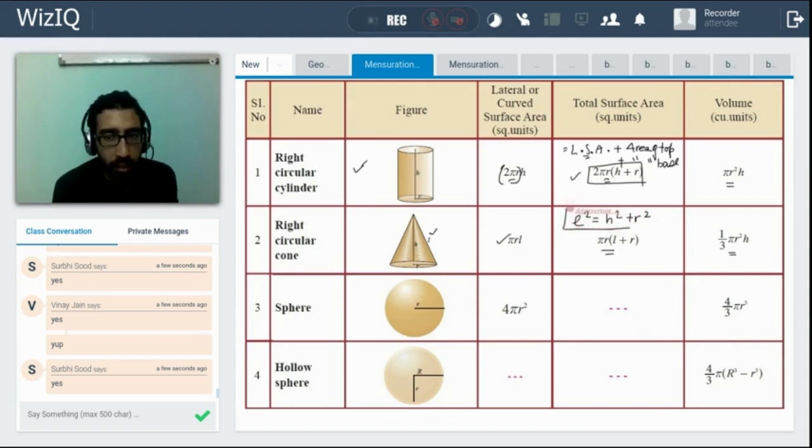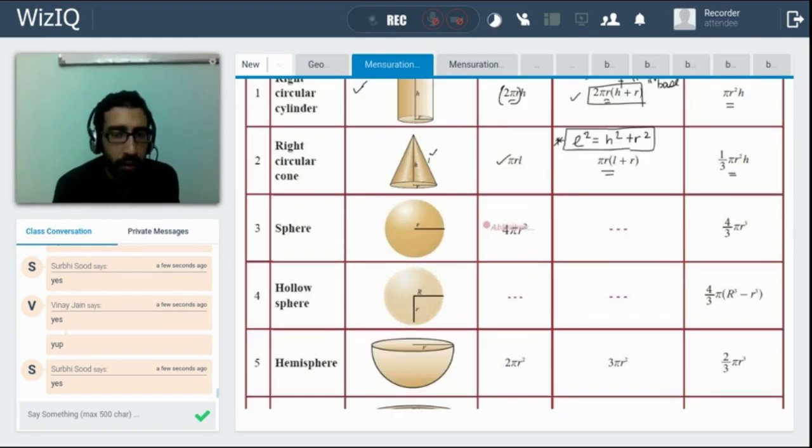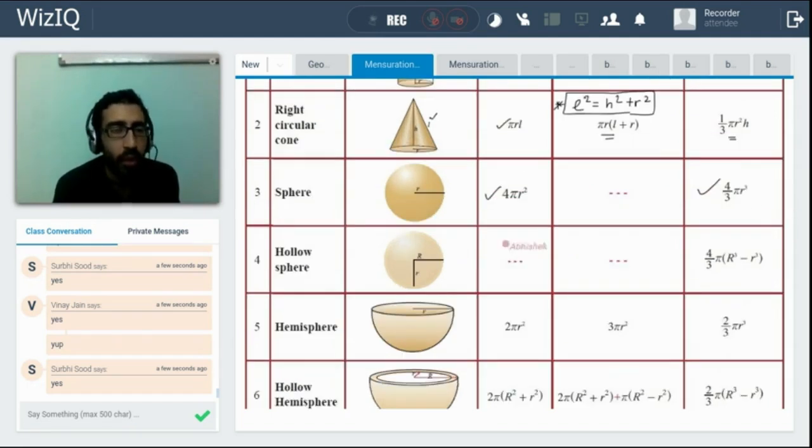And thus L is under root of h square plus r square. L is known as the slant height. Okay, cool. For a sphere, the total surface area is 4 pi r square. Volume is 4 by 3 pi r cube.